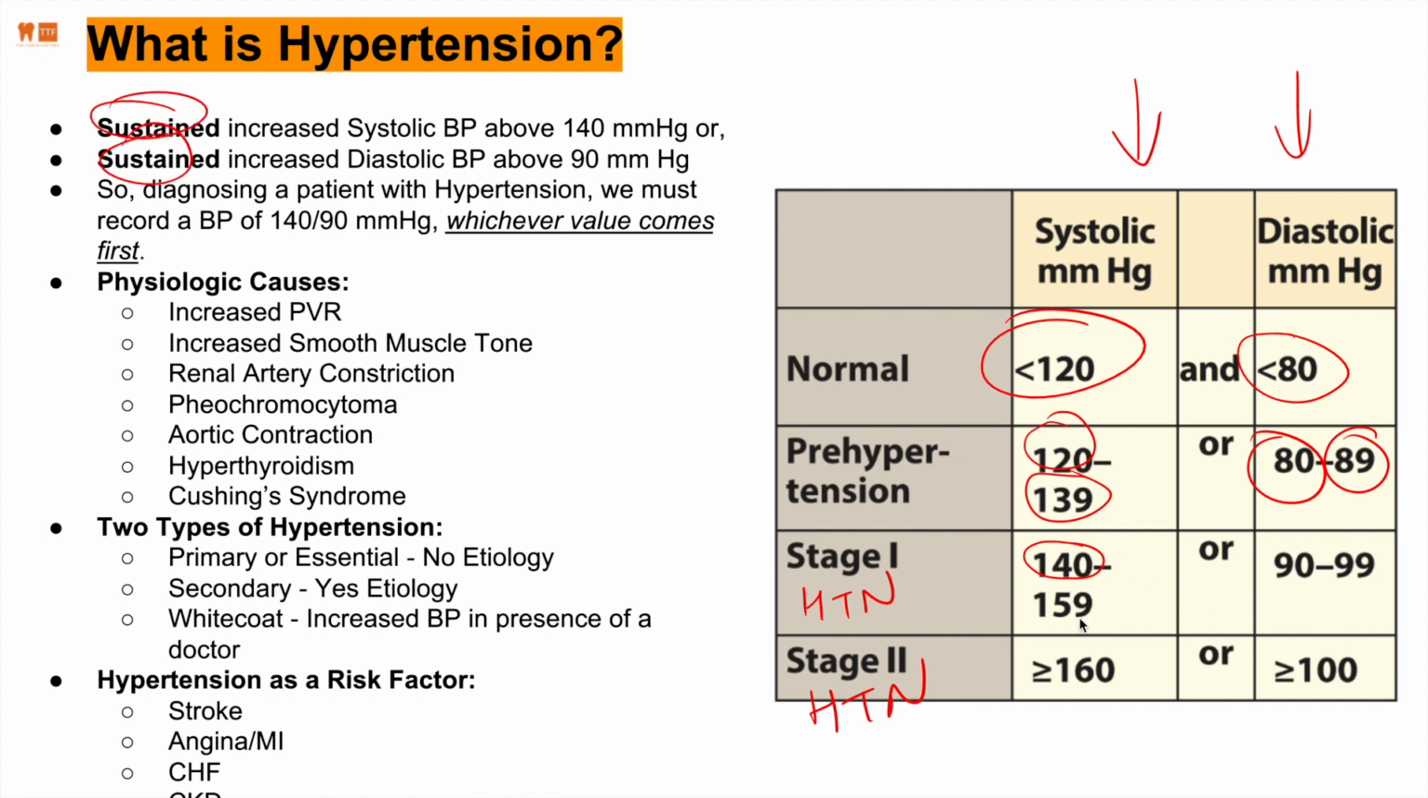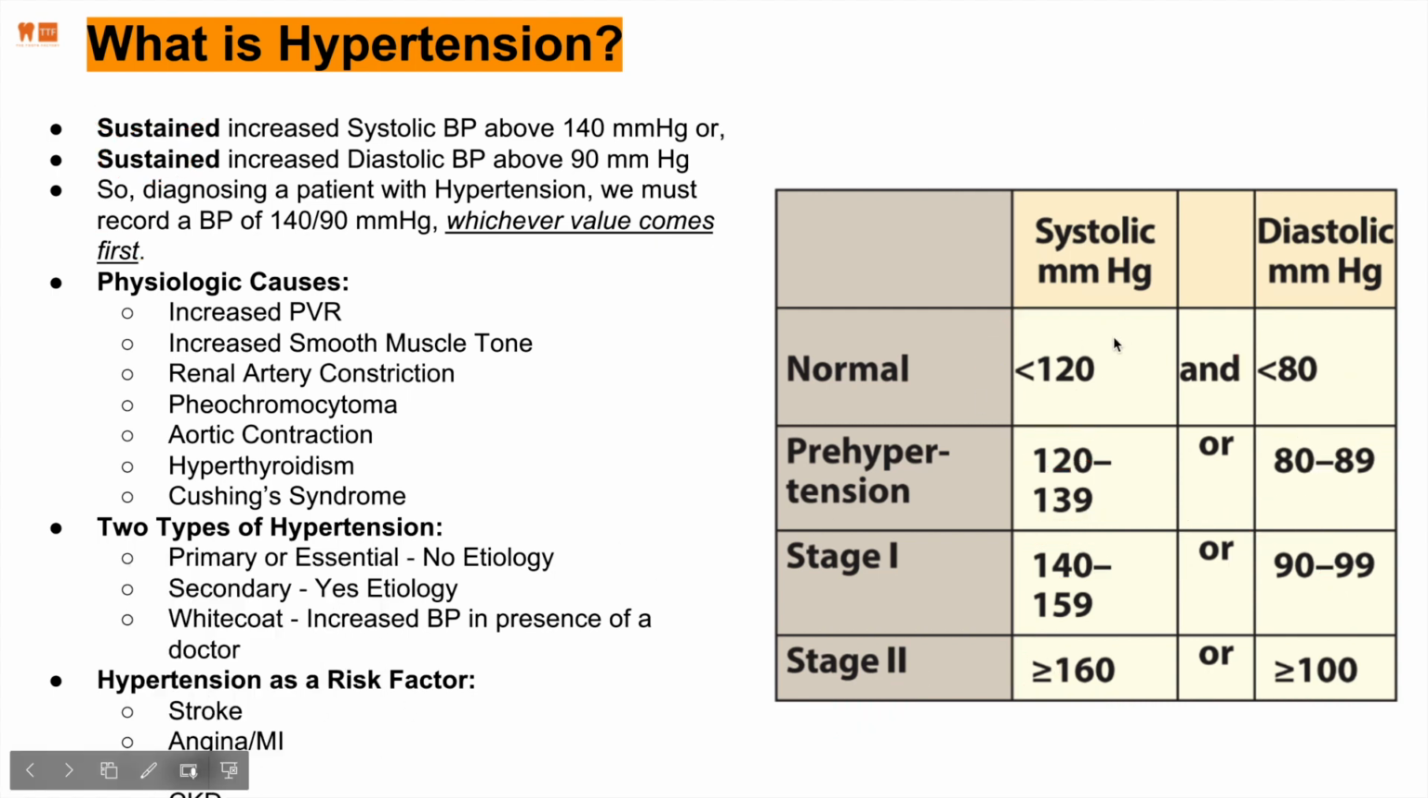So 140 to 159 or 90 to 99. Remember, this is any value that comes first. Stage 2 is more than 160 or more than 100 in systolic or diastolic. Okay, so one little trick to remember all of this, and we'll discuss this in the future as well in the next lectures, is the systolics, they increase by 20s. Diastolics, they increase by 10s. Just a little shortcut, doesn't always apply, but it helps.